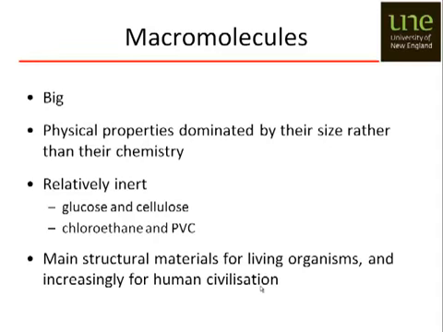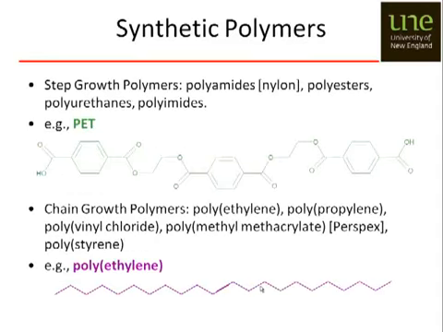So once upon a time, our civilization was based on leather and wood and bone, all polymeric materials, and we dallied with metals and stuff for a little while. And now we're getting back to polymers again in a big way as the main structural materials for our civilization.